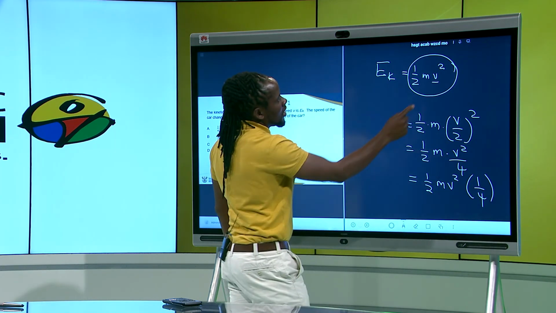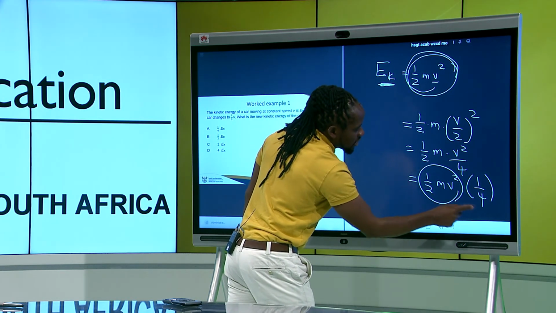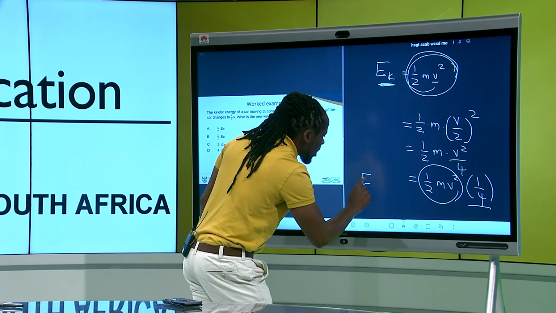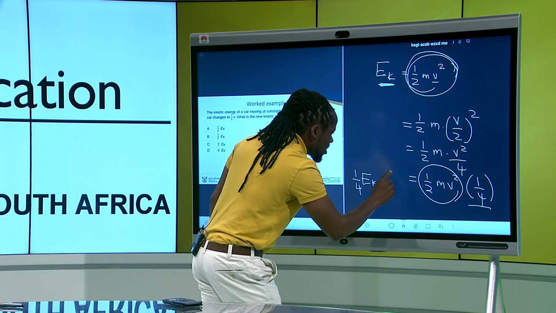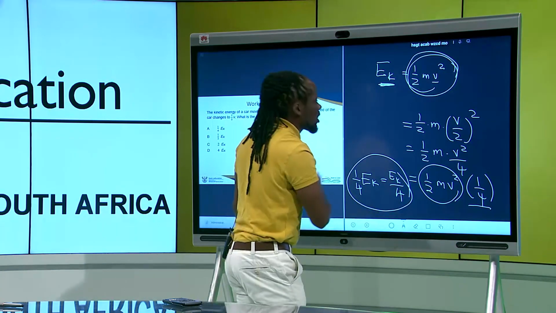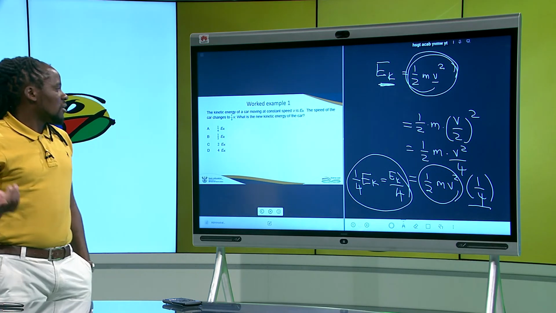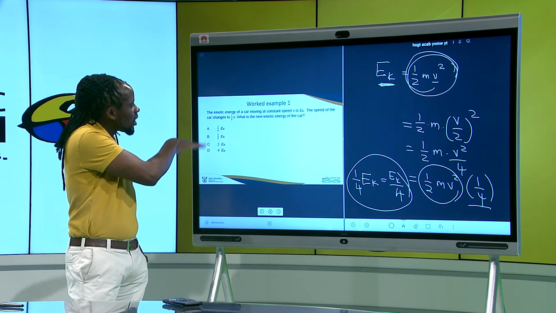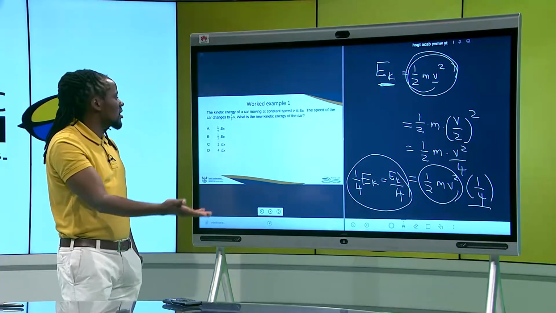Now, what did we say? Half mv squared is equal to EK. So that's our EK multiplied by a quarter. So our new kinetic energy will be equal to EK multiplied by 1/4, or in other words, EK over 4. So this is a skill that you need to master as far as solving multiple choice questions is concerned. The key question that you need to ask yourself is, if we change the speed, does the kinetic energy increase, decrease, or remain the same?